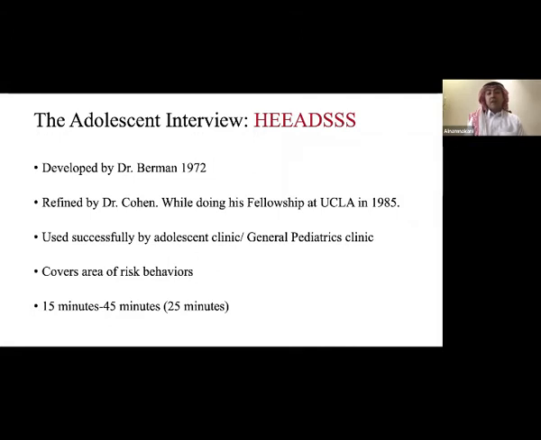Usually it's conducted from 15 minutes to 45 minutes. However, the average is going to be 25 minutes. I am very, very honest with you, I will not expect anyone to sit with a teen for 25 minutes. I think I would say 15 to 20 minutes max. It's very, very important to have at least an initial assessment of this kind of patient.